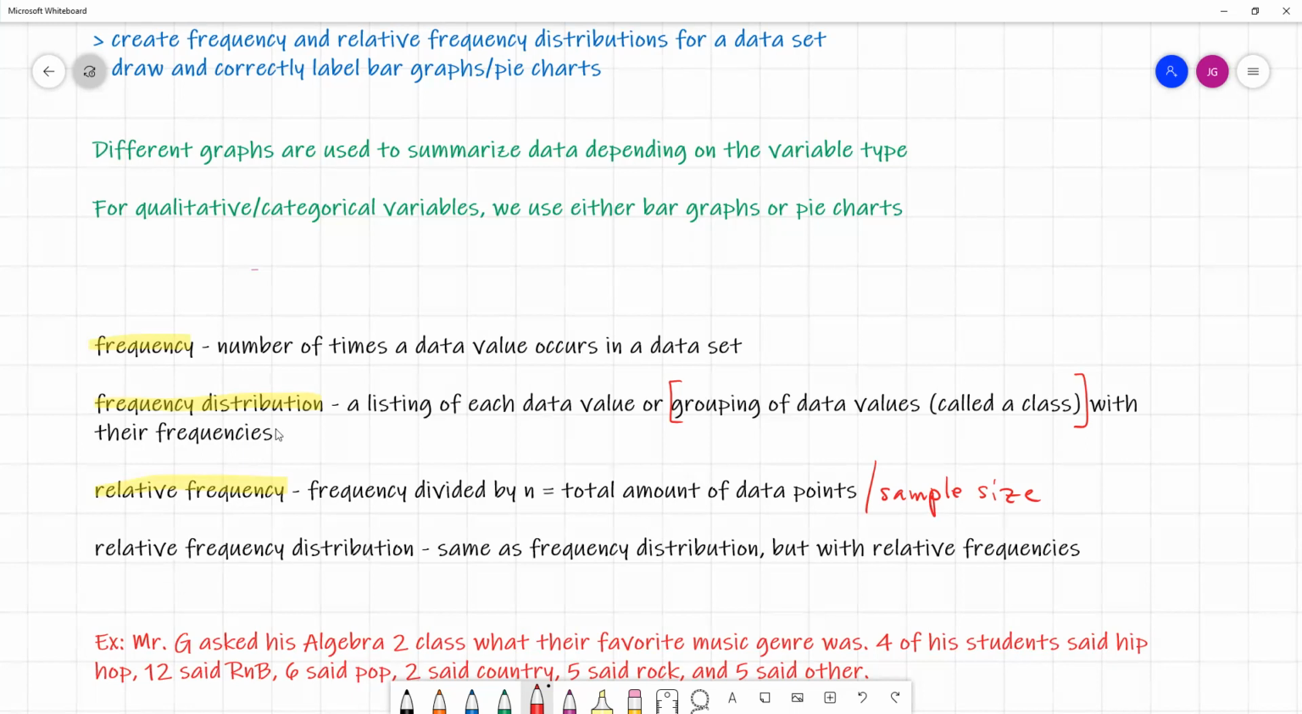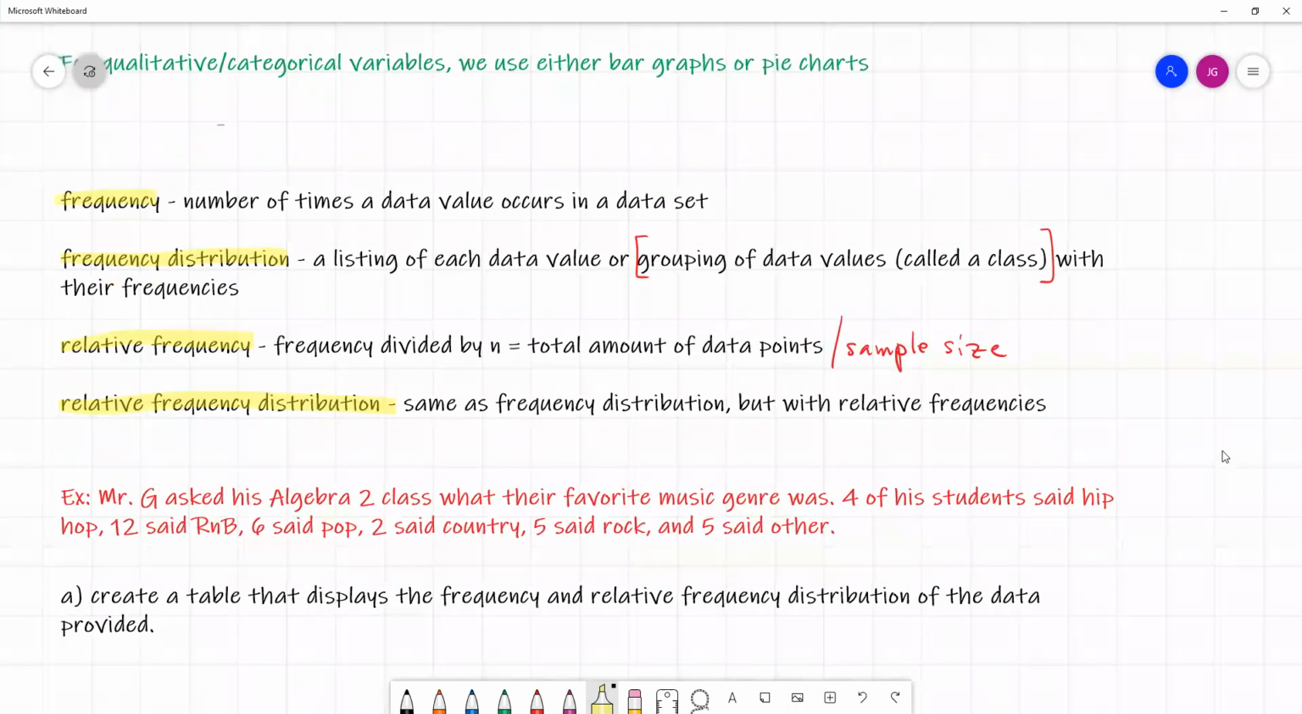Relative frequency distribution is the same as frequency distribution, but with relative frequencies, right? So these are pretty self-explanatory ideas, but we need these in order to make a bar graph. Okay, so let's go ahead and use those ideas.